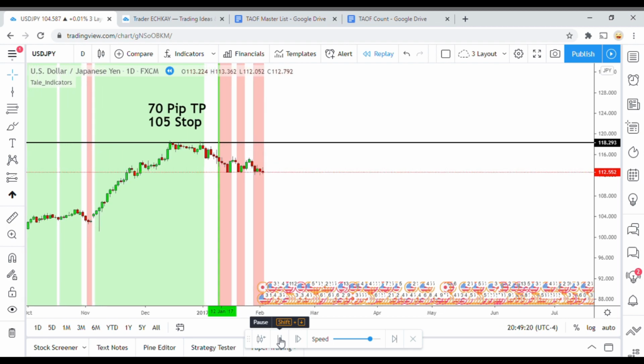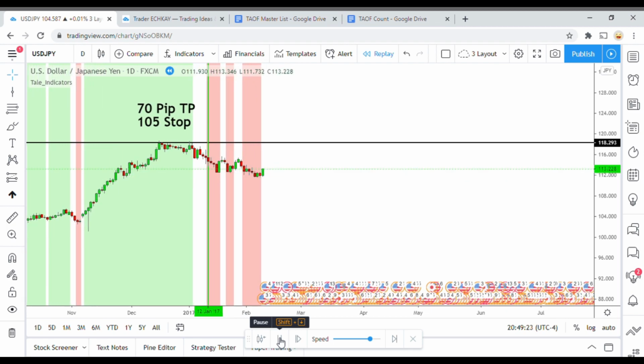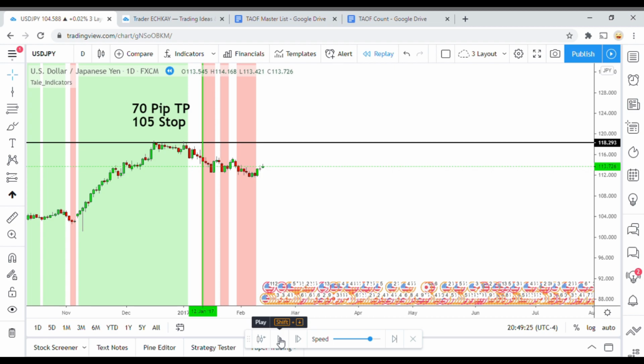Let's see what else they do with it. See if they'll keep pushing it to the downside or if they will run it back up for a short period of time.